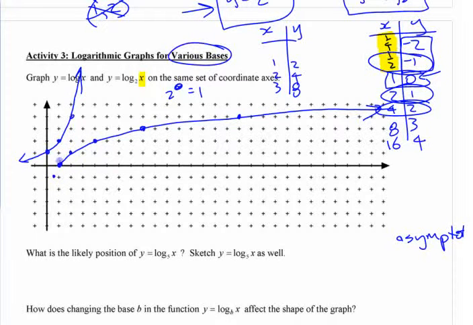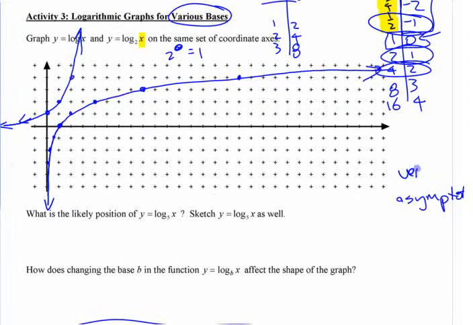A half is negative 1, a quarter negative 2, an eighth negative 3. This is going to follow this line here. It's going to get closer and closer for the same reason that this line for an exponential function followed that way. A logarithm graph has a vertical asymptote. Okay, vertical asymptote. The asymptote is x equals 0.